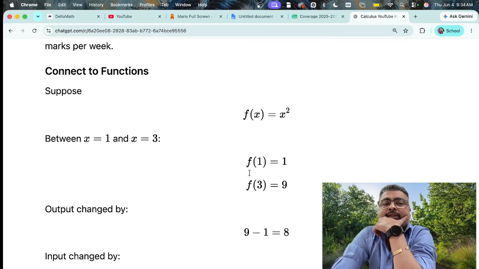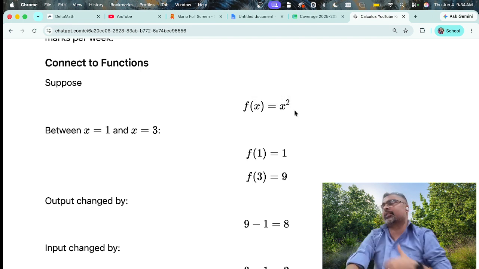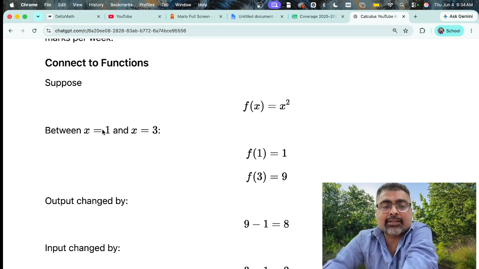So now let's connect to the function. Suppose we have a function f(x) equals x square. Now we need to find the rate of change if x is 1 and x is 3. So first we find the function values, f of 1. This one comes from x equals 1, which is 1. If you substitute the value of x as 1 here, you will get 1. Similarly, if you substitute x as 3, you will get 9. So 1 and 9 came.